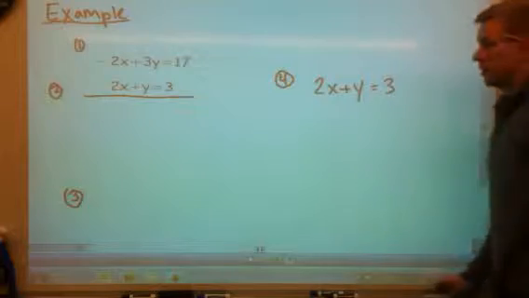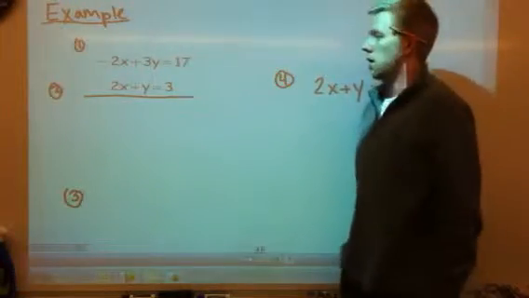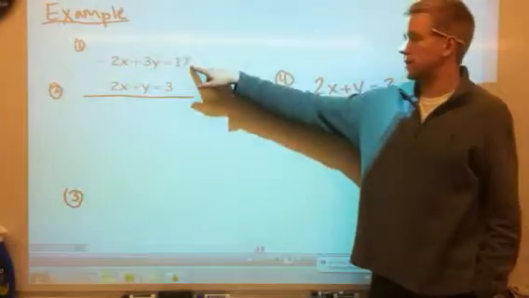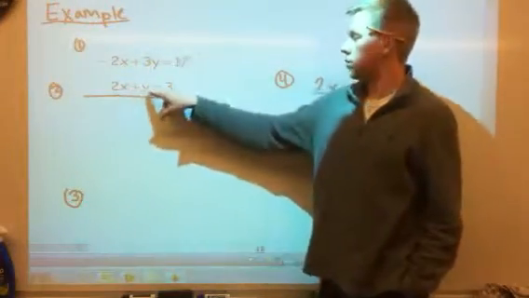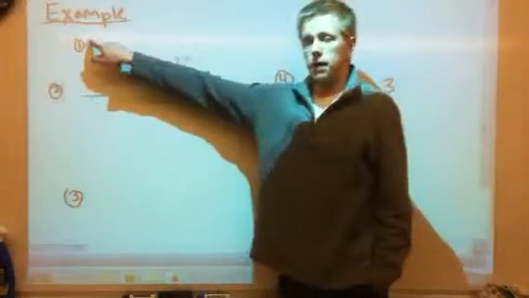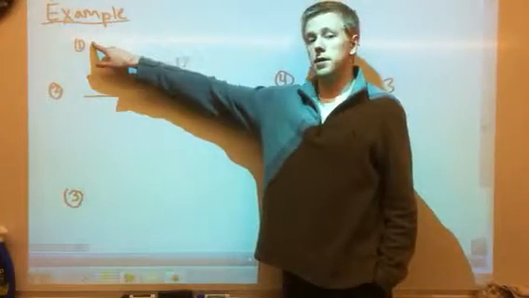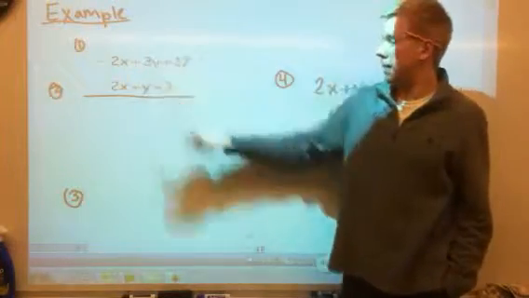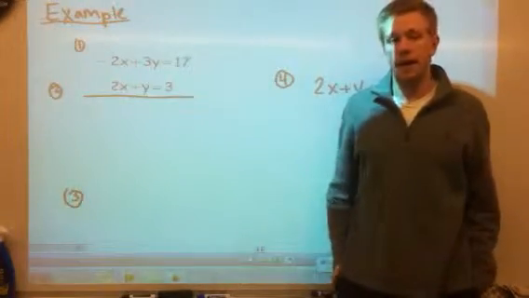Last one. Here you go, all for yourself. Okay? This is your example. Negative 2x plus 3y equal to 17, and then you have a 2x plus y equal to 3. Okay? Step 1, you need to pick a variable to eliminate. If I look at both of these, my hint would be eliminate the x.